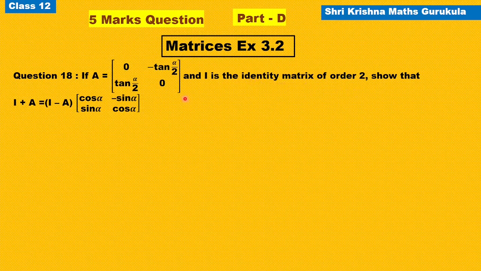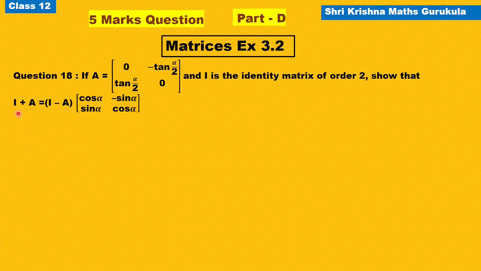Why is it so? Because the given matrix A is of order 2 cross 2. That is why we have to consider the identity matrix of order 2 cross 2 only. Even if they don't specify anything about the identity matrix, we have to check the order of matrix A and take the identity matrix of the same order. If matrix A were of order 3 cross 3, then we should go for an identity matrix of the same order 3 cross 3. Here matrix A is of order 2 cross 2, so we take the identity matrix of order 2 cross 2 only.